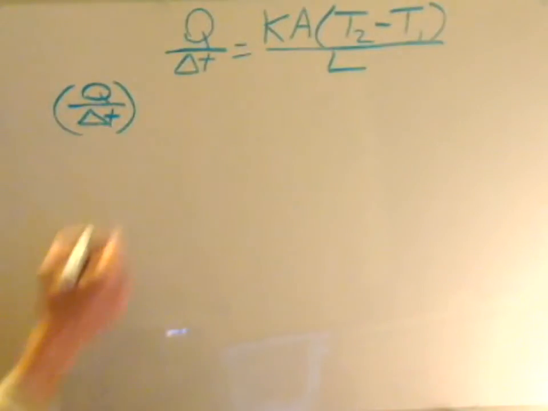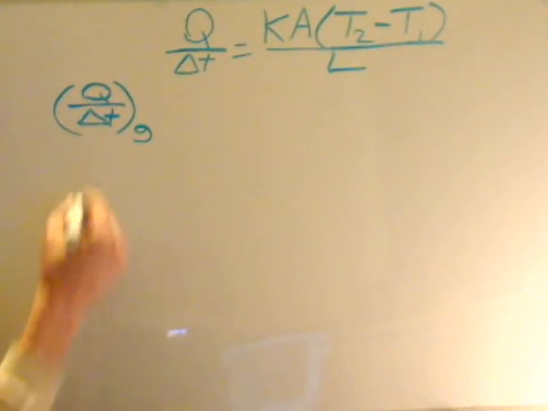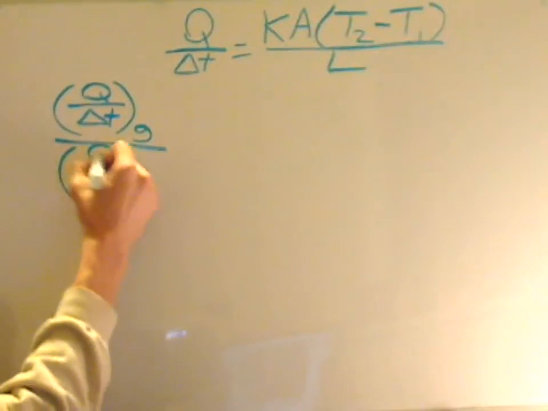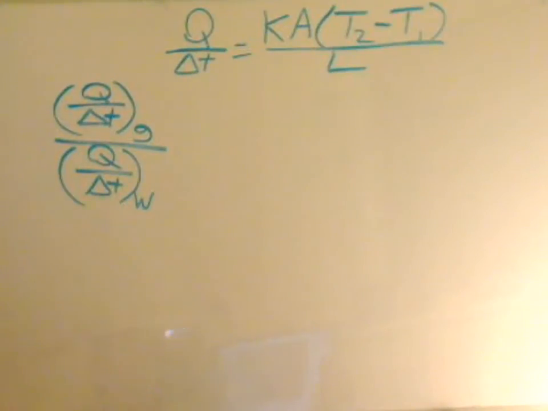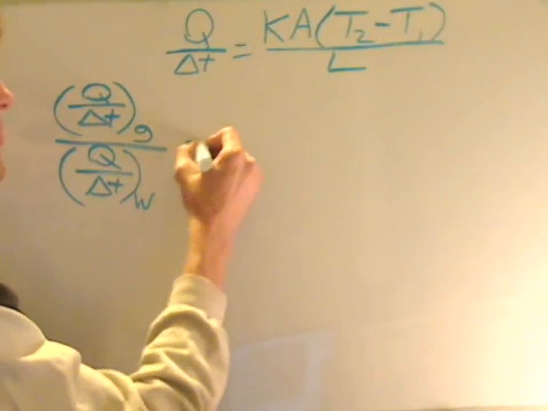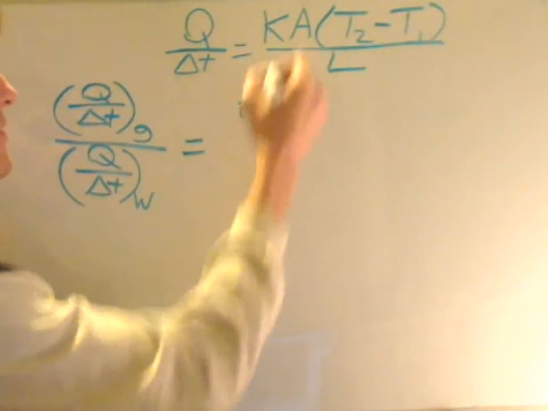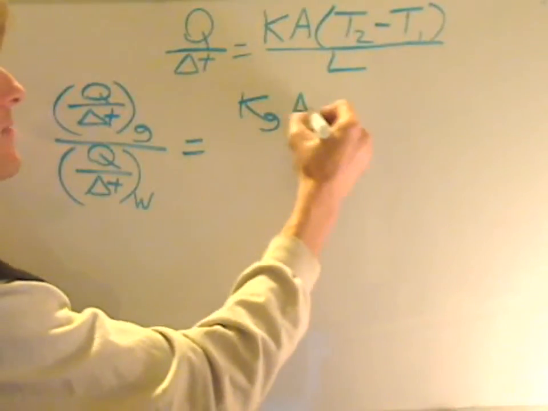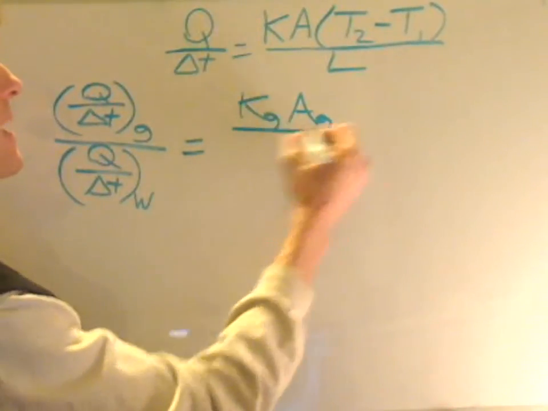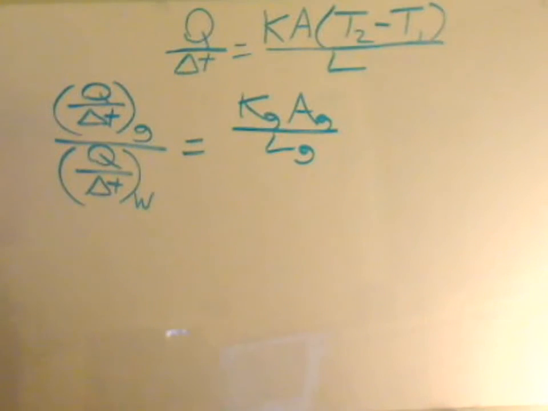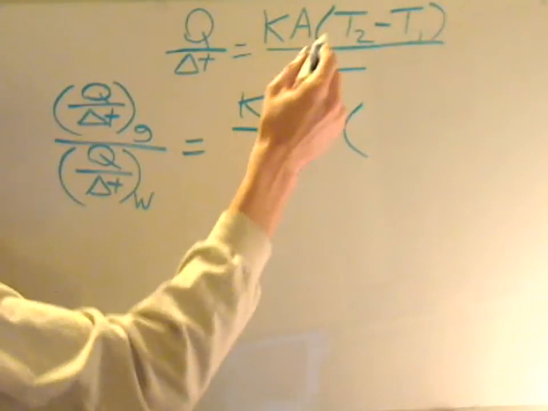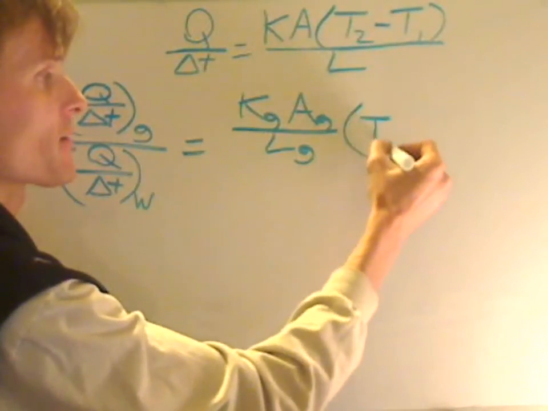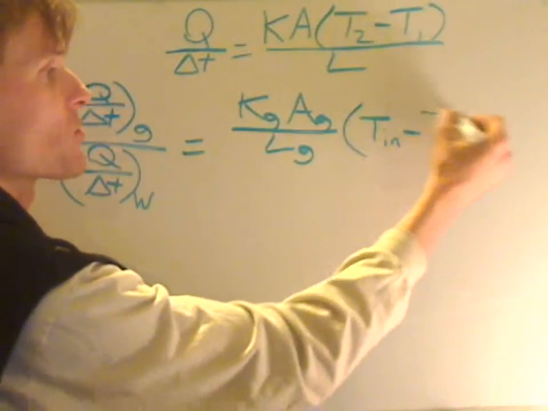from the window, and I'll just call this glass, or G, divided by the rate of heat conduction through the wall. Okay? So, here's our expression. Then in the numerator we have K for the glass times the area of the glass divided by the thickness of the glass times T2 minus T1. So T2 would be the warmer temperature, so that's the inside temperature, minus T1, which would be the outside temperature.